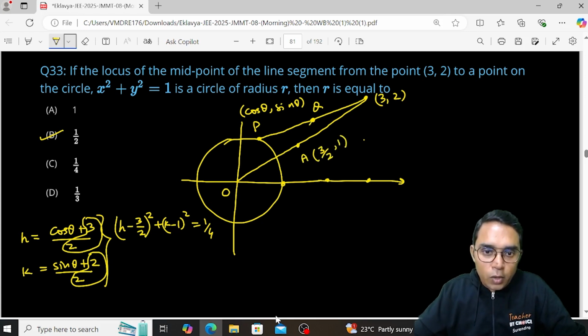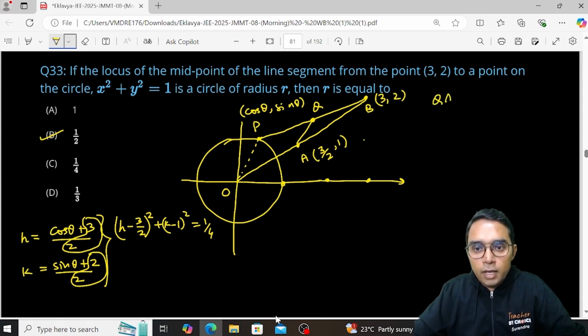Okay, if I join A with Q, and we join P with O. Now because Q is the midpoint of PB, let us say this point was B, and A is the midpoint of OB, this QA will always be parallel to OP, and QA will be equal to half of PO. That is from the midpoint theorem. So this half PO will be nothing but 1 by 2.